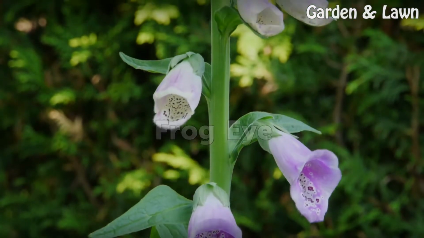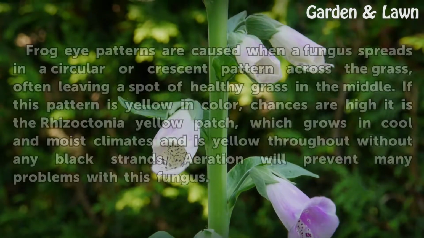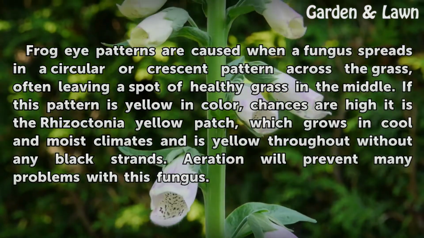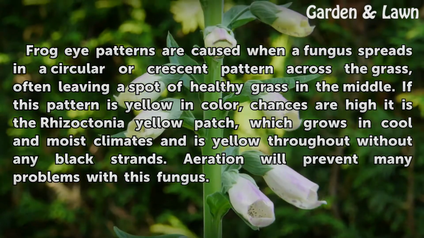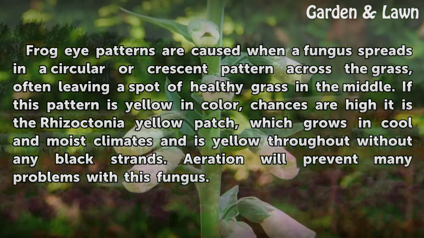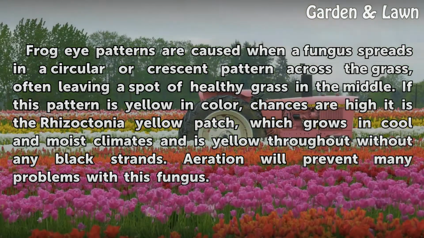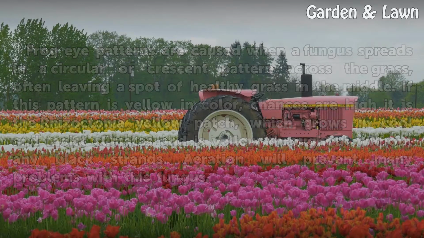Frog eye. Frog eye patterns are caused when a fungus spreads in a circular or crescent pattern across the grass, often leaving a spot of healthy grass in the middle. If this pattern is yellow in color, chances are high it is the Rhizoctonia yellow patch, which grows in cool and moist climates and is yellow throughout without any black strands. Aeration will prevent many problems with this fungus.